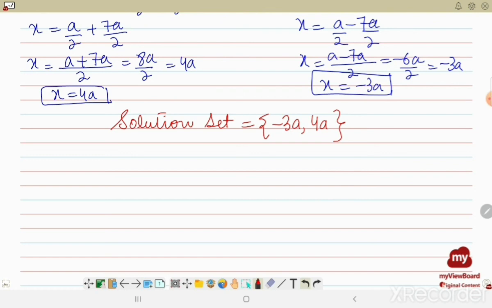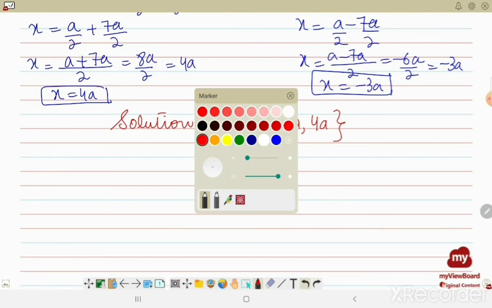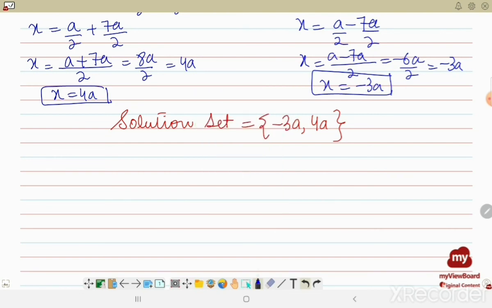So this is how we are going to apply the method of completing square on our quadratic equation. So I hope you understand each step of working. If you don't, you can ask me in the comments.